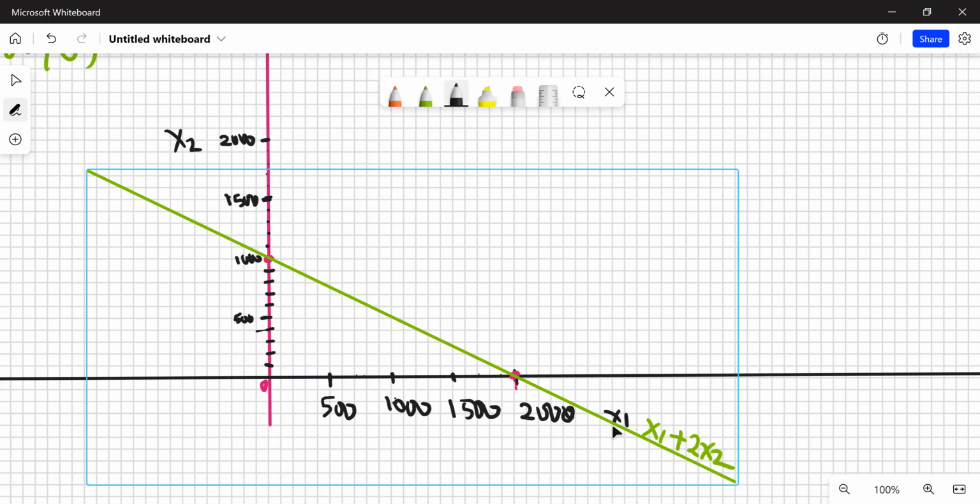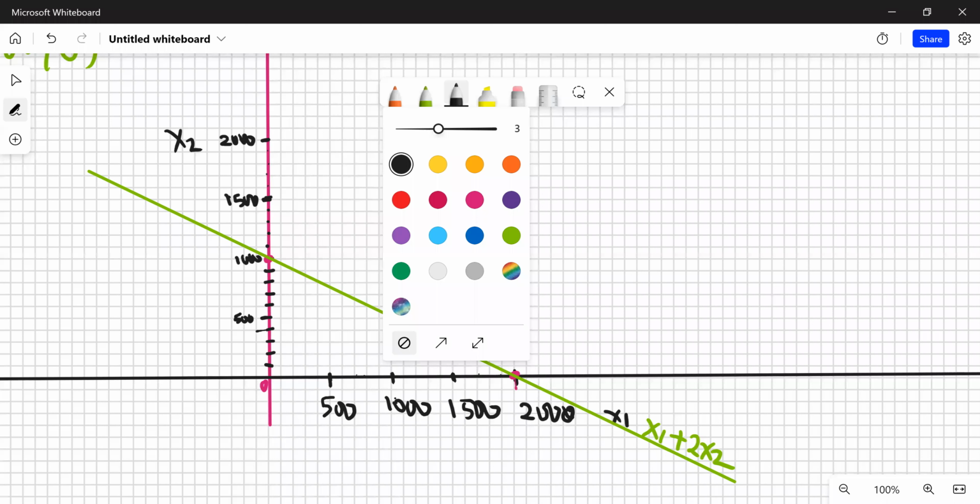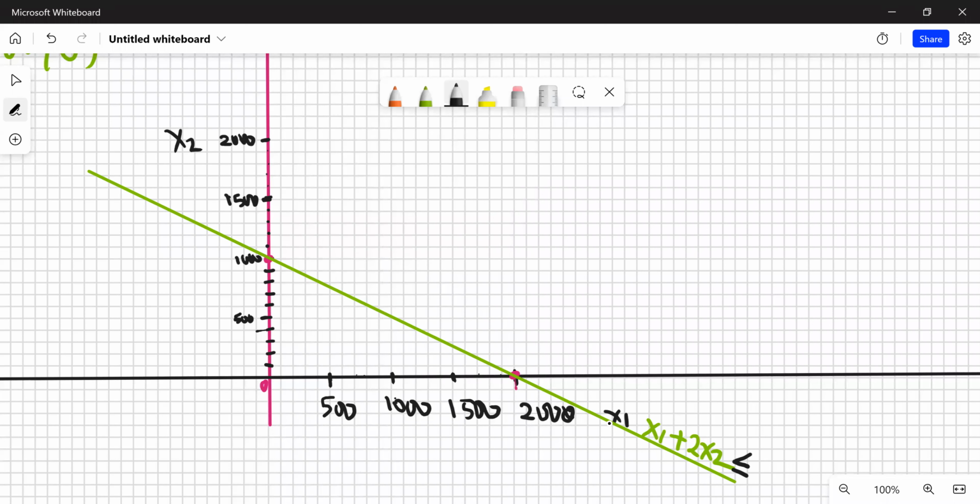But this is supposed to be an inequality. The inequality says we want to mark less or equal to 2000. So we either shade the upper side of the line or the lower side of the line, but we do that in such a way that the inequality remains true. So this is the inequality we have: x1 plus 2x2 is less or equal to 2000.